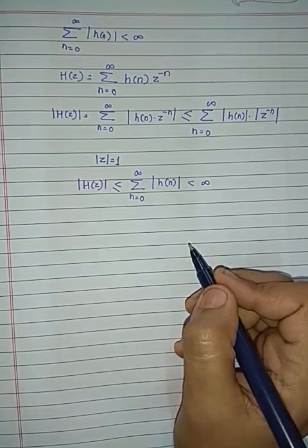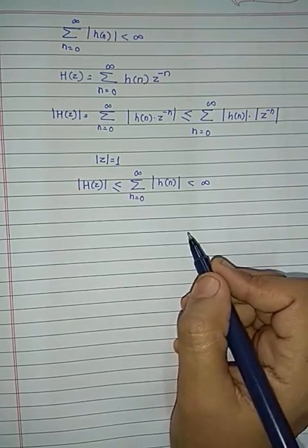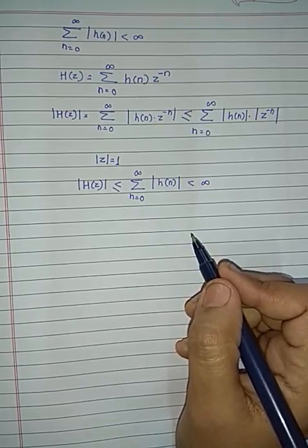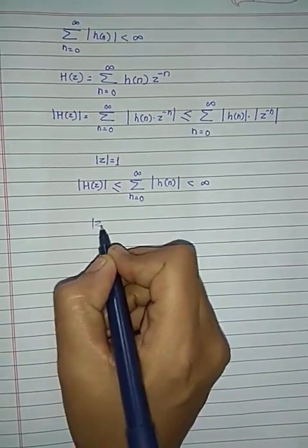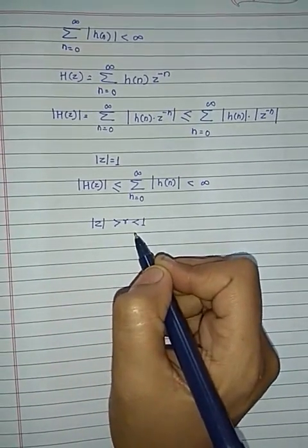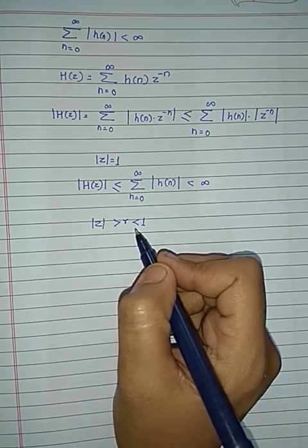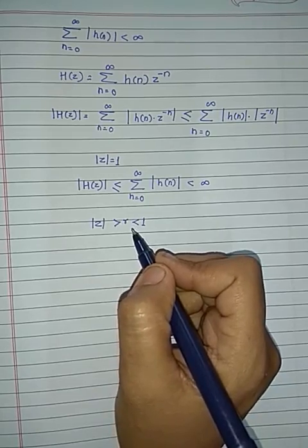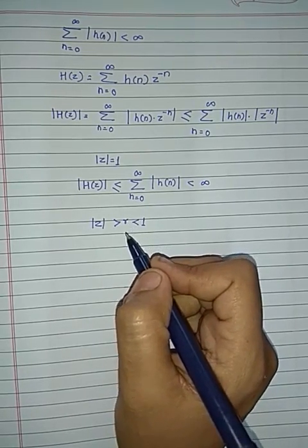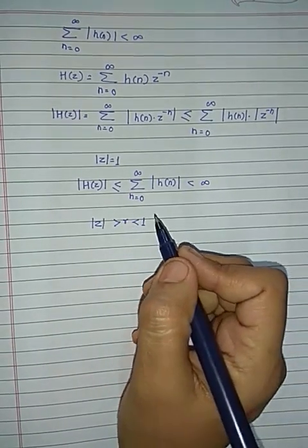But for the causal system, the ROC is the exterior of the circle of radius r. So, a causal and stable system must have a system function that converges for z greater than r and less than 1. Since the ROC cannot contain any pole of H of z, the causal linear time invariant system is stable if and only if all the poles of H of z are inside the unit circle. So this is the criterion of stability for the provided system.